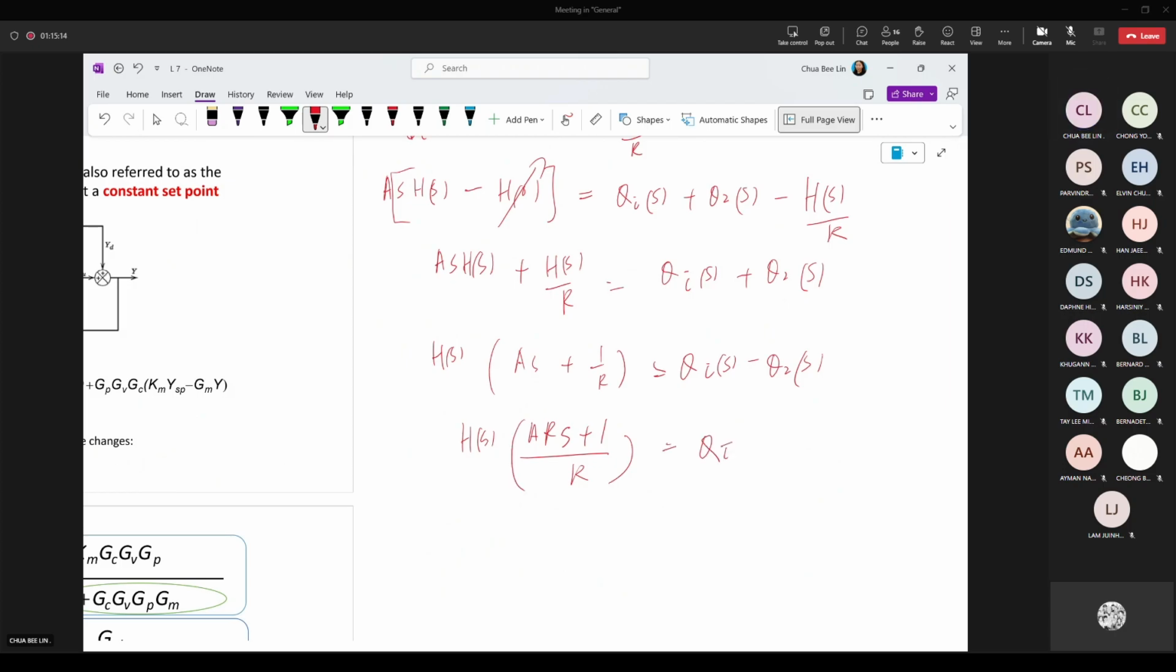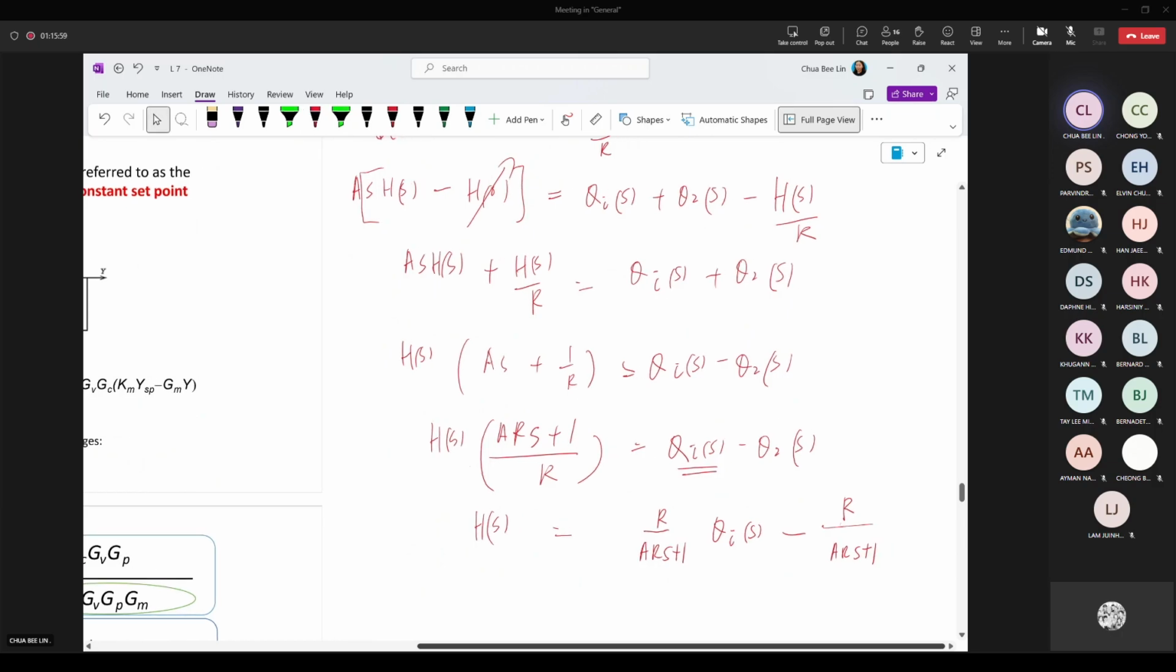So from here, you'll be having your output equivalent to, this is your input, so you will place R outside. When you move to the other side, it will be 1 over, because this is multiplied, so you'll be having ARs plus 1 over the R, then Qi(s). Plus the same thing, R over ARs plus 1, then the input Q2(s).